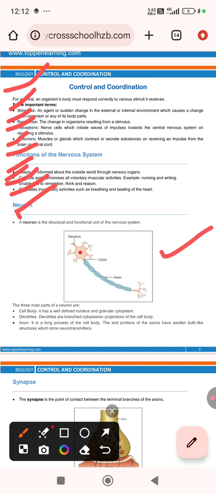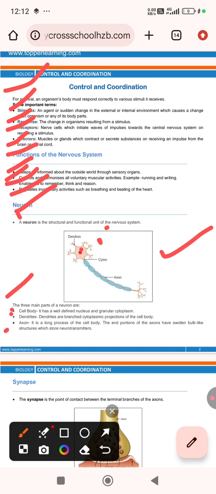Here is the diagram of a neuron. Here are the three parts of a neuron. Number 1, cell body. It has a well-defined nucleus. This is called the cell body. It has a defined nucleus inside it and a granular cytoplasm. Number 2, dendrites. Dendrites are the branched cytoplasmic projections of the cell body.